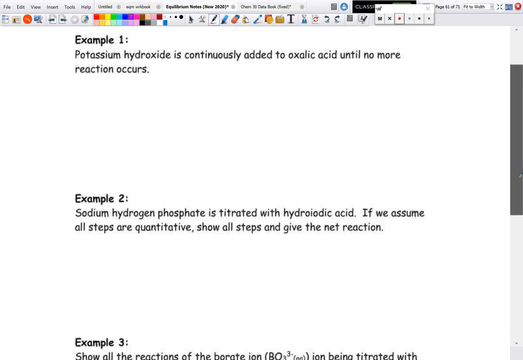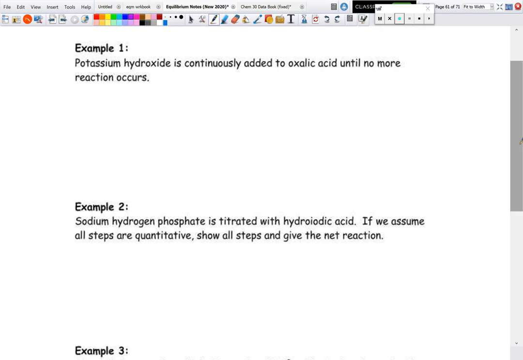So we're going to assume that we have quantitative reactions in all of them because we're continuously adding stuff. I'm just going to do example 1, once again showing you how that happens, and then I'll let you pause the video and try examples 2 and 3 on your own. So for example, with the reactions, potassium hydroxide is continually added to oxalic acid until no more reactions occur.